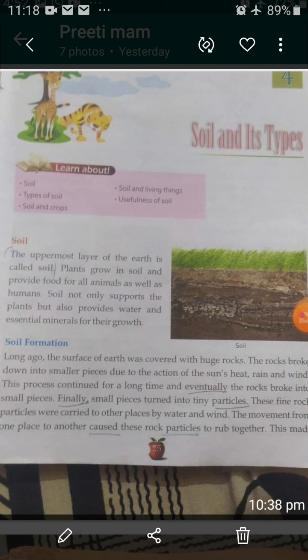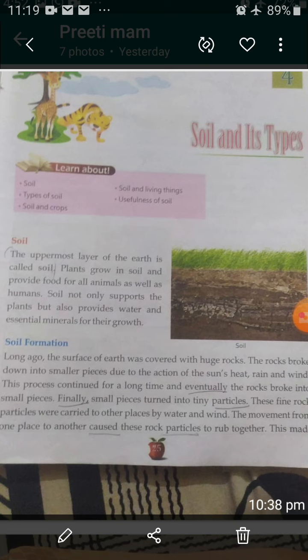Soil plays an essential role in the growth of plants. Some animals like the earthworm live in the soil. Let us study how the soil is formed. So, students, as you know, soil not only supports the plants but it also provides the water and essential minerals for their growth.